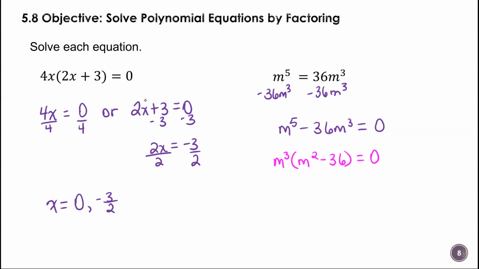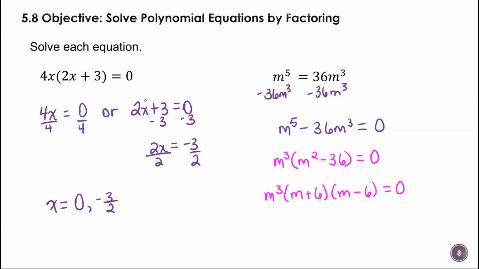Now we haven't had one yet that was a difference of squares when we were solving equations. M squared minus 36 is a difference of squares. So that's m plus 6 times m minus 6. And that's just how you factor a difference of squares. It might be something you have to practice some if you haven't looked at one of these recently.